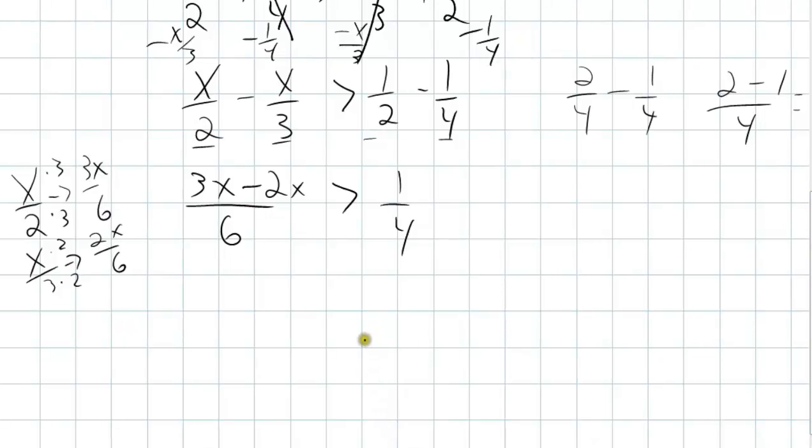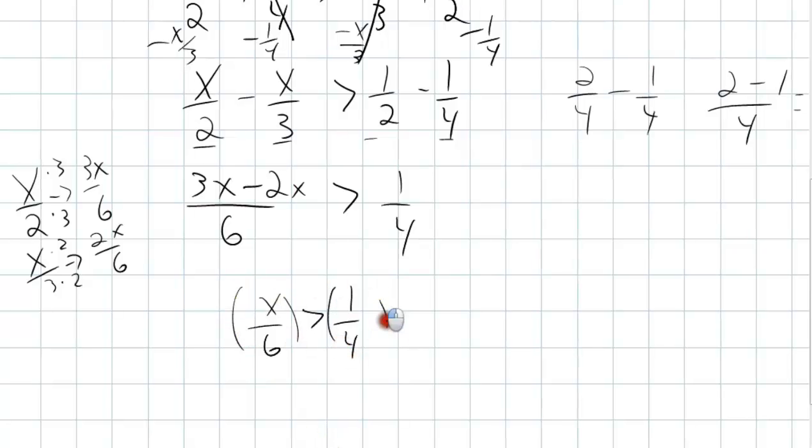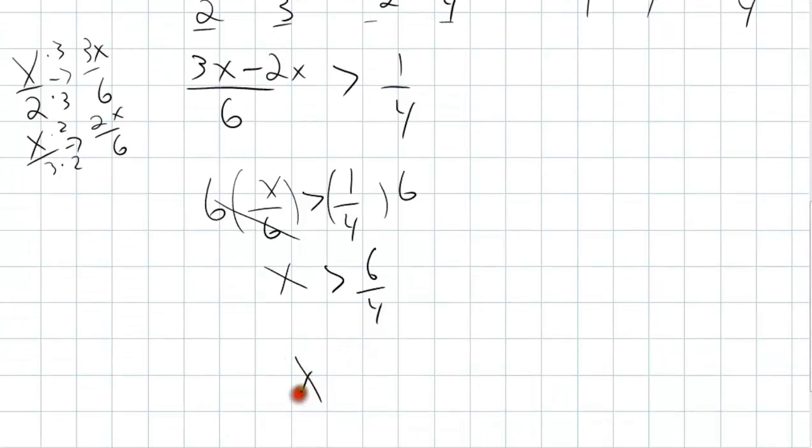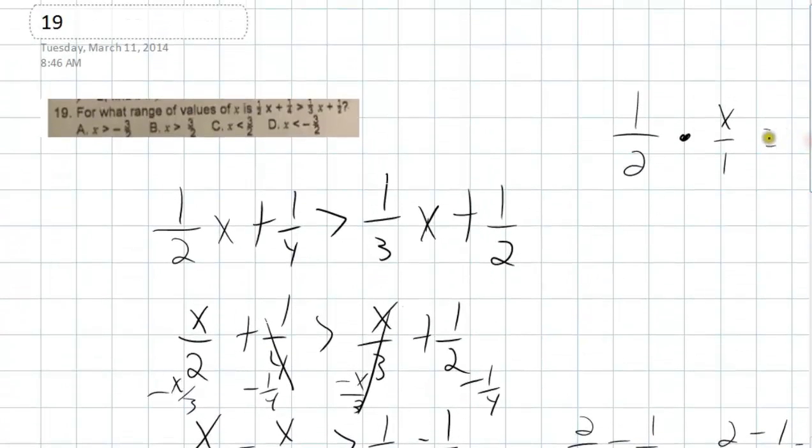I do the same thing over here. So 3x minus 2x is just x, right? So x over 6 is greater than 1/4. Now I'm going to multiply both sides by 6 so I can solve for x. That gives 6 over 4, but I want to simplify my answer, so x is greater than 6/4. Both of these are divisible by 2: 6 divided by 2 is 3, and 4 divided by 2 is 2. So x greater than 3/2 is what will satisfy the inequality, and that is our answer.